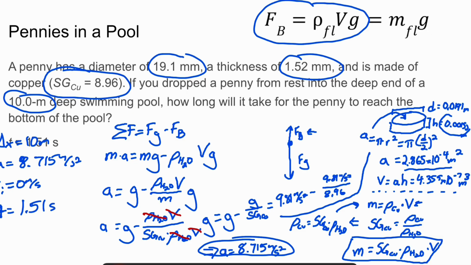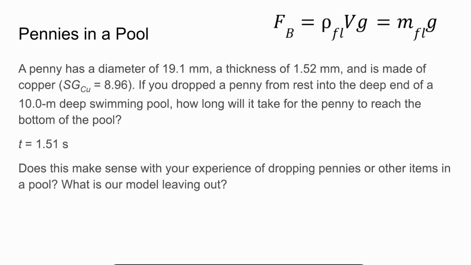So please take a minute to verify that result yourself. But this is how we would find our acceleration for that penny. And then once we have acceleration, then obviously we know how to do all of our kinematic stuff. All right, so we just calculated it would take about 1.51 seconds for a penny to drop through a 10-meter deep pool. Remember, 10 meters is about 30 feet, so I don't know if you've ever been in a pool that large, but think about, does this make sense with your experience of dropping pennies or other items in a pool?